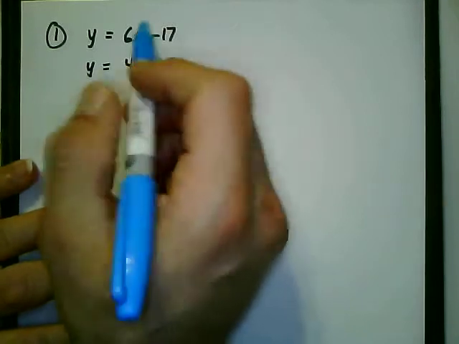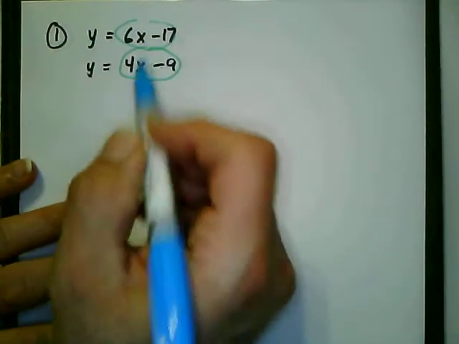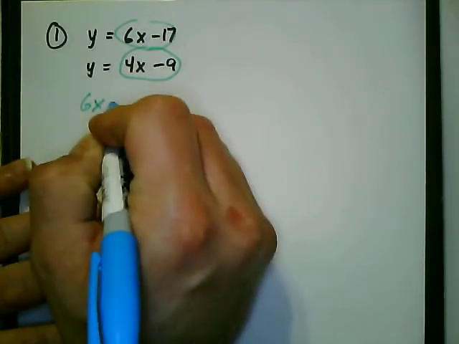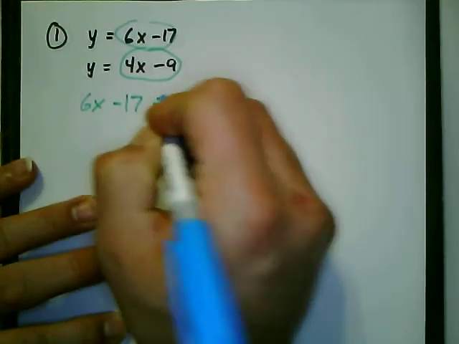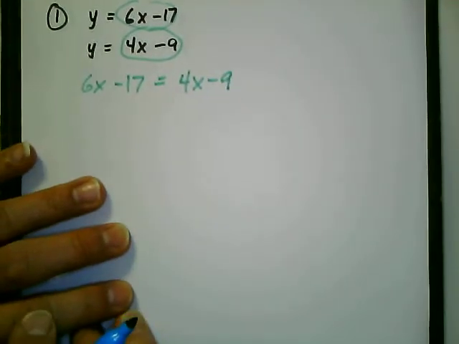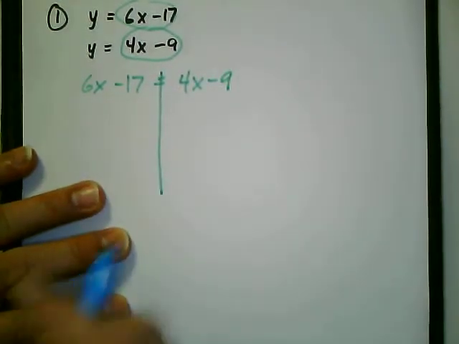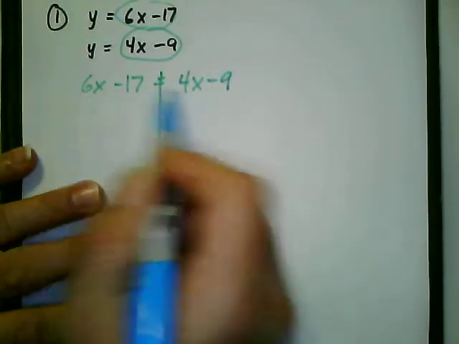All right, here we go. This is equal to y, that is equal to y, and if they're both equal to y, then they're both equal to each other. So 6x minus 17 equals 4x minus 9. Hopefully you can see that. Looks like you can. No distribute, no combined like terms, but we do have an extra variable.